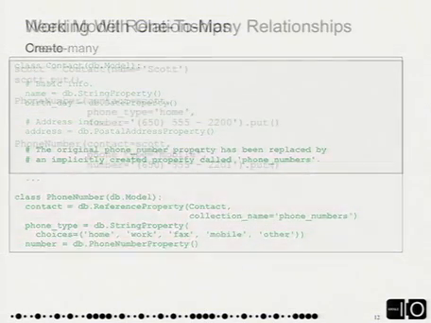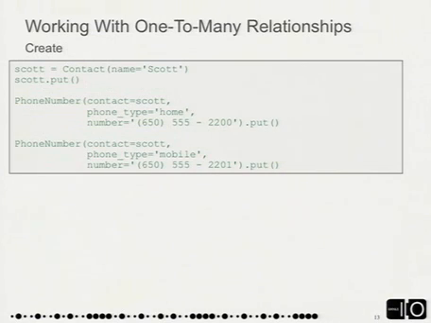Let's go ahead and work with it. The first thing we need to do is we need to be able to create objects and then relate them to each other. Well, creating objects in the App Engine Datastore is pretty straightforward. It's very similar to how you might create any other Python object. You first instantiate it by calling its constructor. In this case, we're going to create the Scott contact. And we're going to take the Scott contact and we're going to put him into the data store.